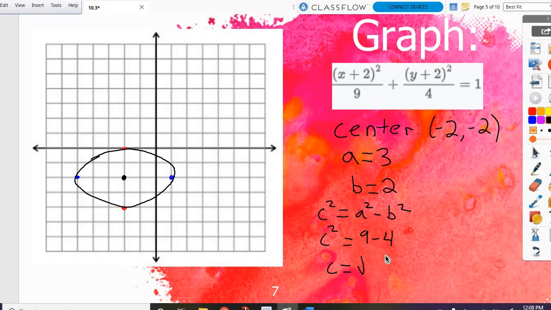So C would equal the square root of 5, right? Because our square root of 5 is going horizontal, that's my distance horizontal from my center. Which value, x or y, would we add and subtract our square root of 5 to?